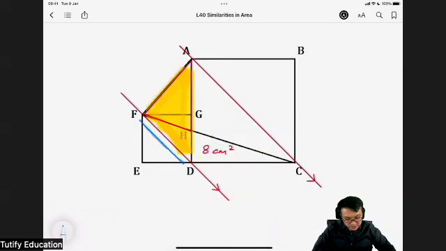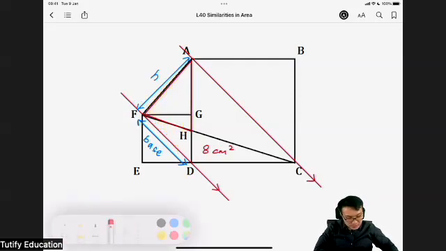No. The base of the triangle is from F to D. And where's the height of the triangle? The height must always be 90 degrees to the base. So what I need to do is draw a 90 degrees line. And you will agree that this is 90 degrees, right? Yes. Okay, so the height should be here.